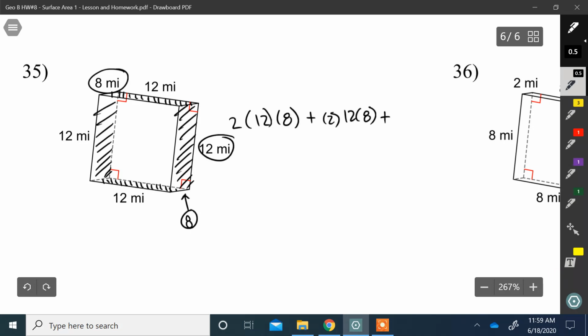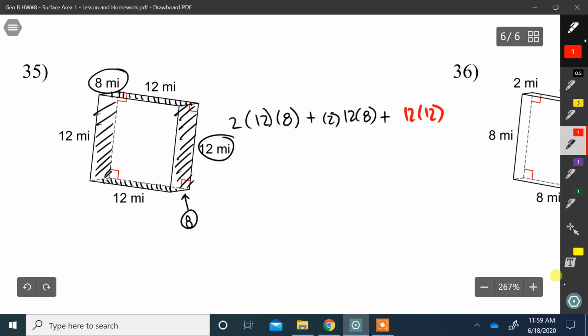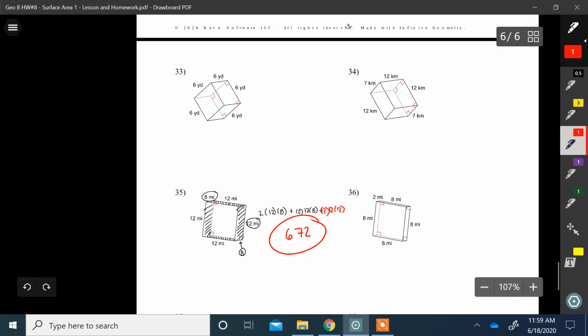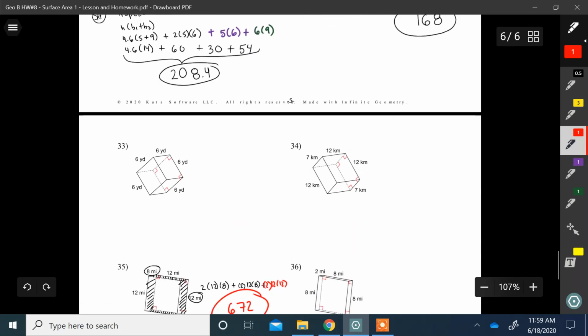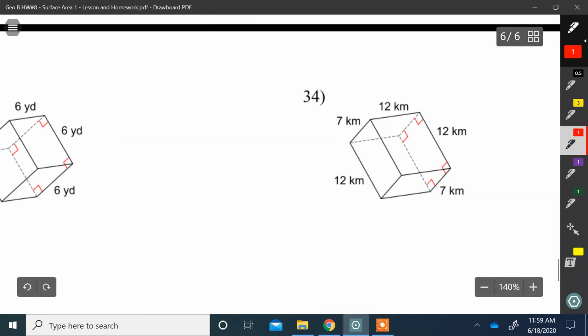Okay, and then I have front and back. Okay, that's hard to draw, but it's 12 times 12 times 2 because I have back and front. Okay, when I multiply all that out, your answer should be 672. Okay, I don't know why I skipped 33. Let me do 34 for you.